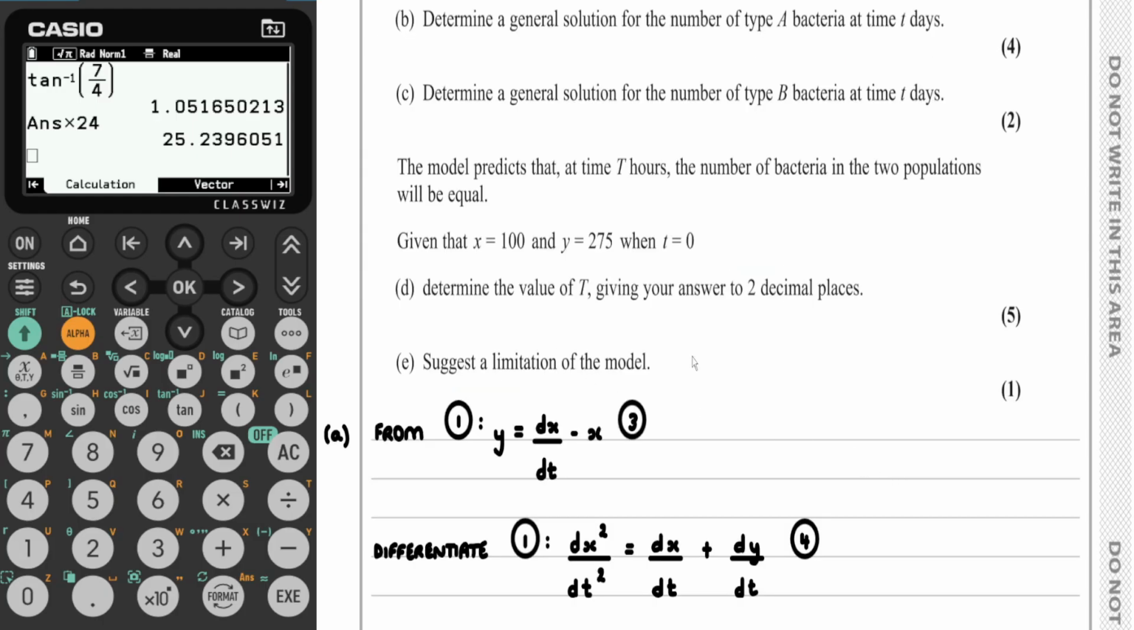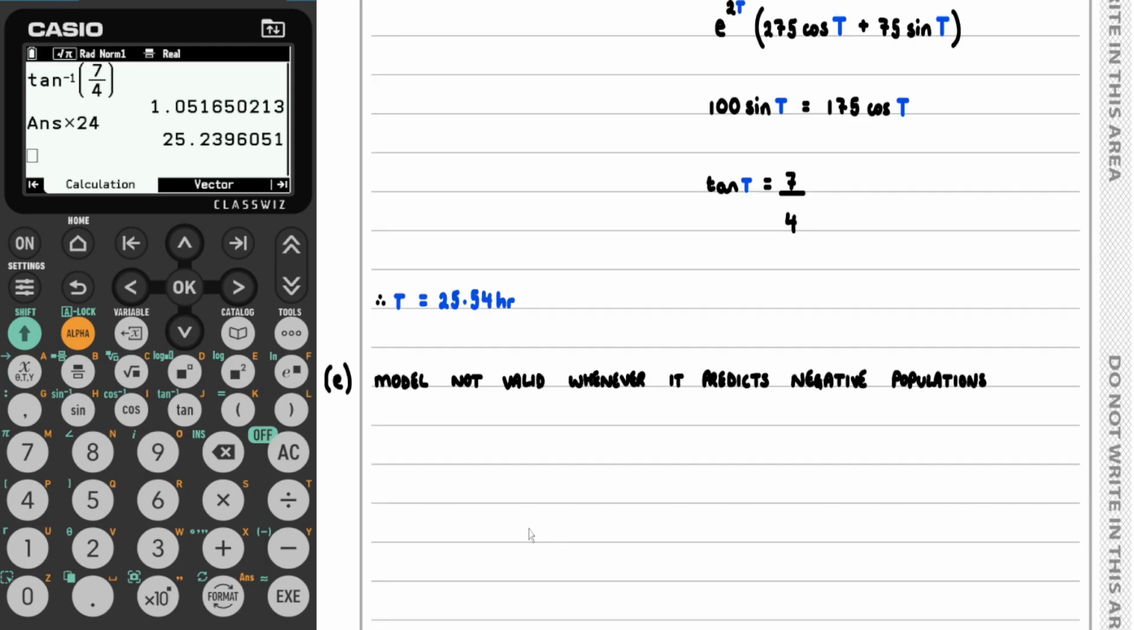Part E. Suggest a limitation of the model. Here, the model is not valid whenever it predicts negative populations, so that is a limitation of the model.